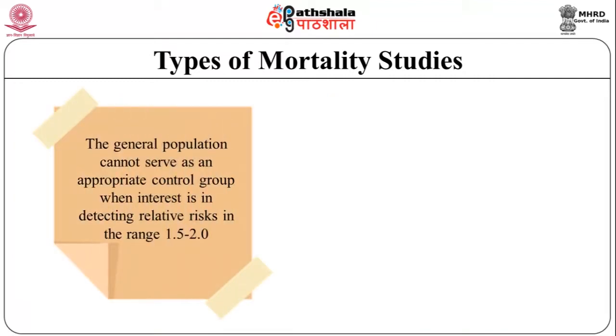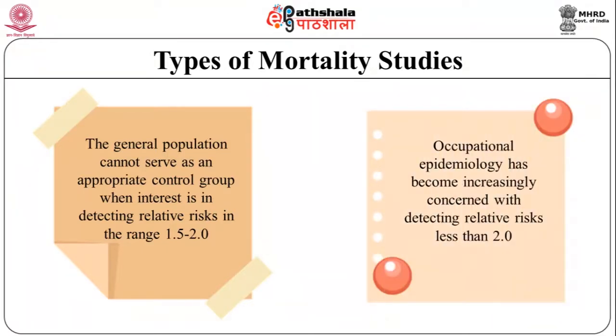Thus, the general population cannot serve as an appropriate control group when interest is in detecting relative risk in the range 1.5 to 2. Since present-day exposures are in general lower than exposures experienced in the past, and since most substances associated with the large increase in relative risk may have already been discovered, occupational epidemiology has become increasingly concerned with detecting relative risk less than 2.